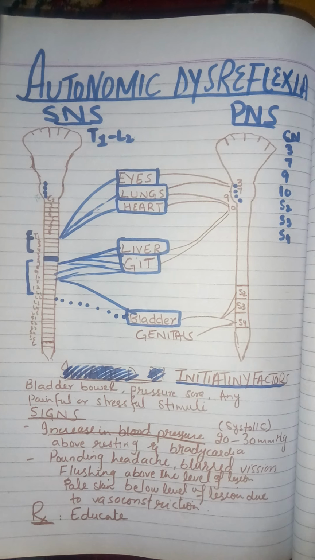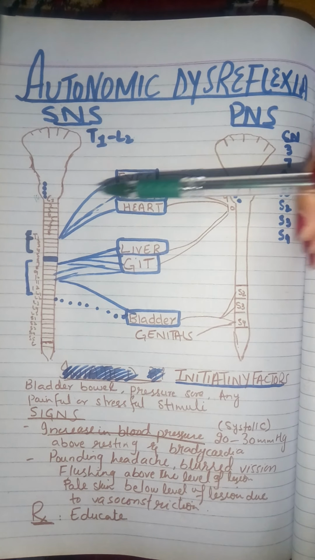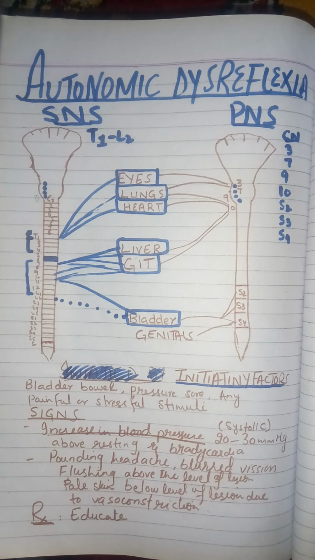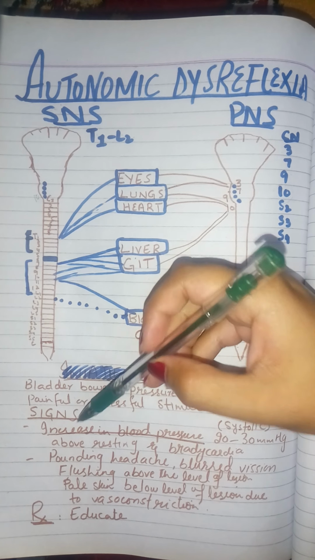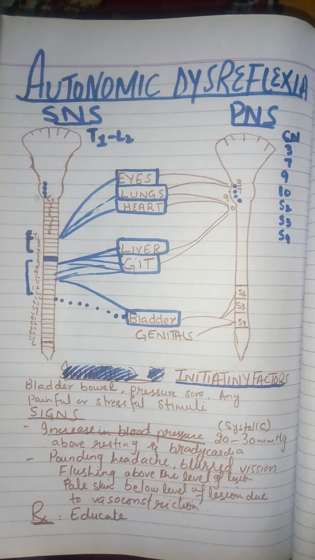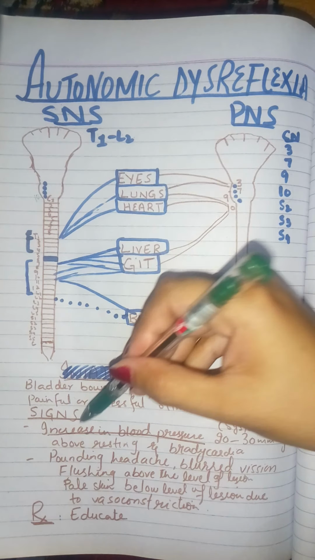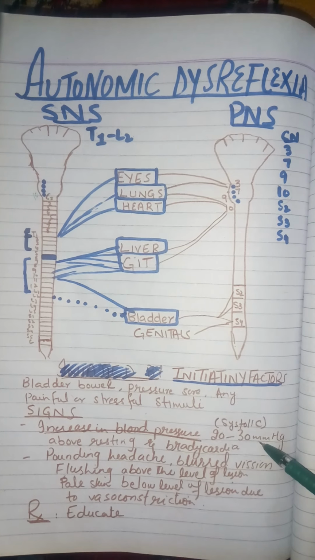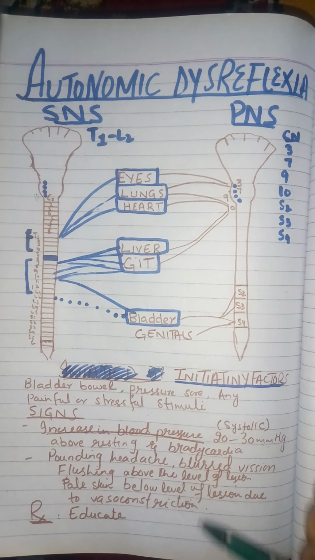Anything that brings the body to a painful situation will initiate this phenomenon, and the main culprits are considered to be bladder and bowel irritation. Now, how will you come to know that the patient is going through autonomic dysreflexia? The main resultant devastating effect of this is an increase in blood pressure, or hypertension, and that is 20 to 30 millimeters of mercury above the resting.